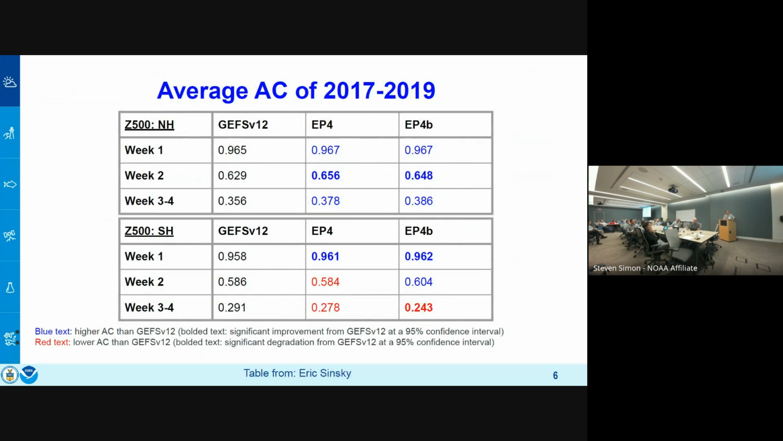These are some results from EP4 and EP4B. I want to show this figure comparing the impact from aerosol coupling. You see on the left is GEFS, which is basically the reference, or baseline.